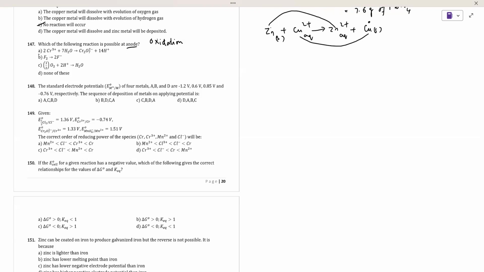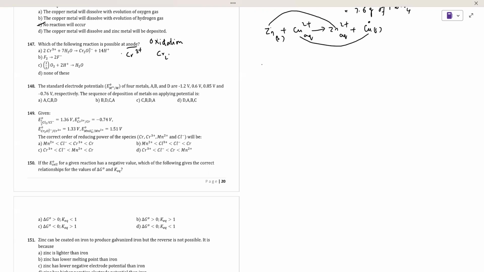Now look at the first one. What is happening? 2 moles of Cr3+. So the oxidation state of chromium is understood to be 3+. When it is made to react with 7 moles of water, there is formation of dichromate. For dichromate, what is the oxidation state, students? On the product side, it is clear, right?